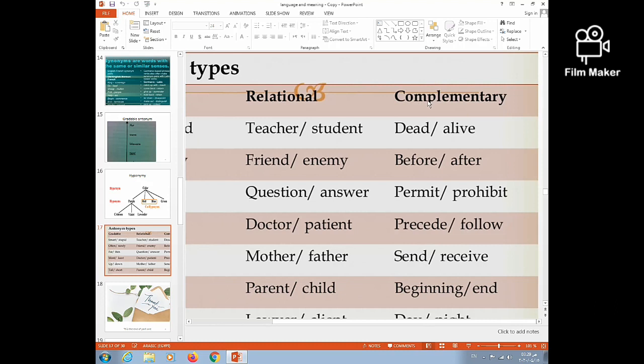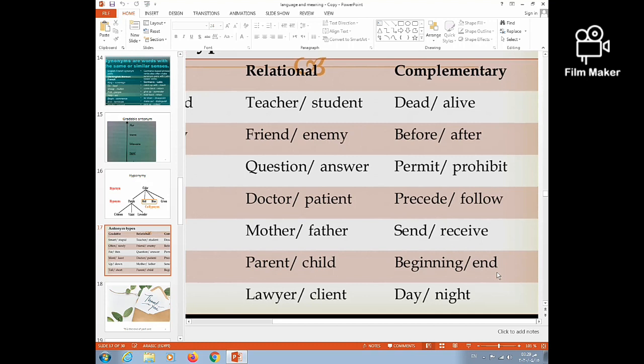Let's move to another category, and here we have complementary. This one is relational and this one complementary. Complementary means they are binary, either-or, nothing in between. They do not have grades. They do not have degrees. Dead and alive, before and after, permit and prohibit, proceed and follow, send and receive, beginning and end, day and night. Understand?